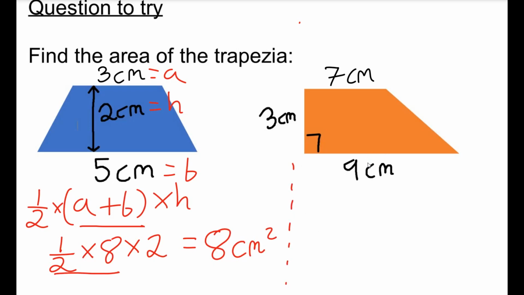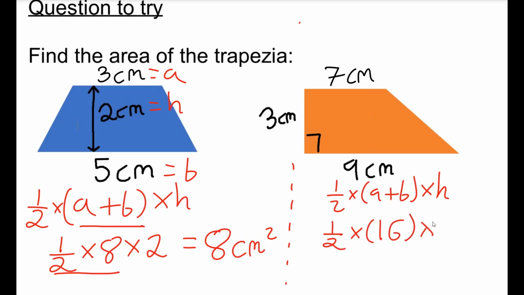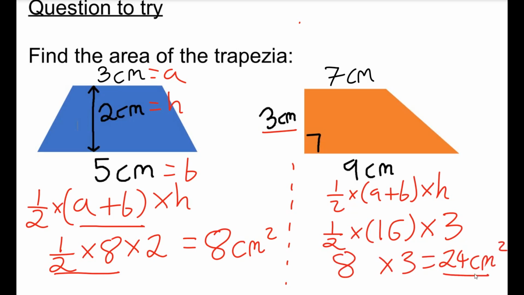For the second trapezium, again, half times A plus B times H. So I have to do half times 7 plus 9, which is 16, times the perpendicular distance between them, which is 3 centimeters, because this is a right trapezium. Half of 16 is 8, times by 3 is 24. So the area of that second trapezium is 24 centimeters squared.